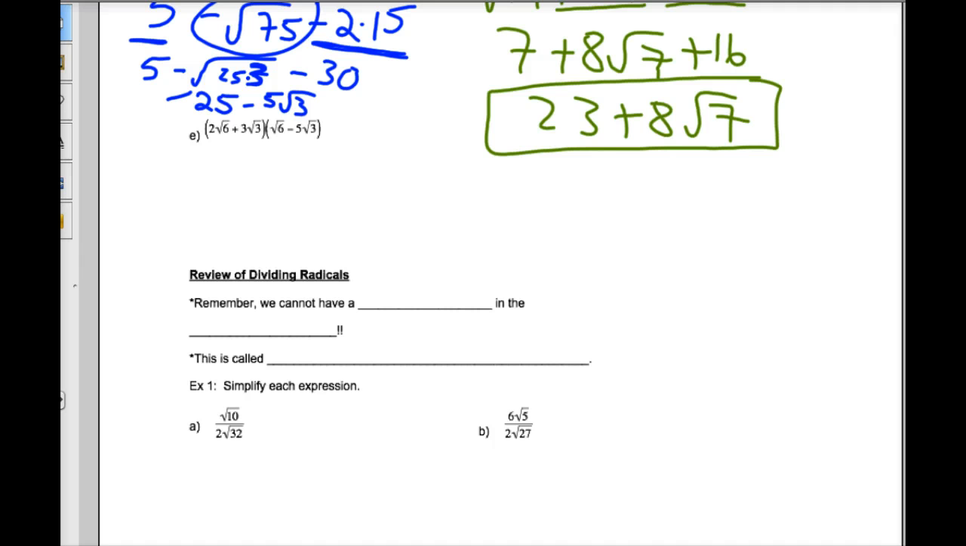Hey, did anybody think they got E right? Let's hear it. Let me get a final answer for E. 3 radical 9. I got it.